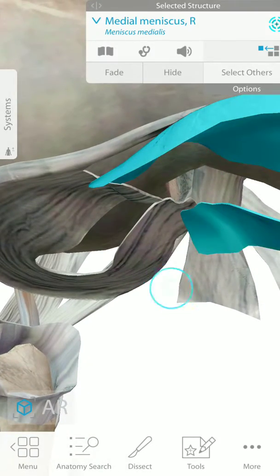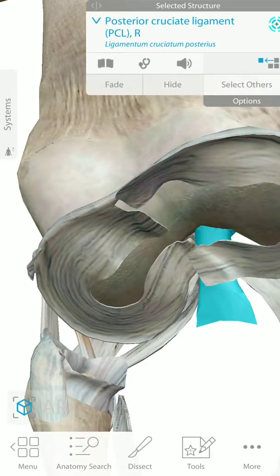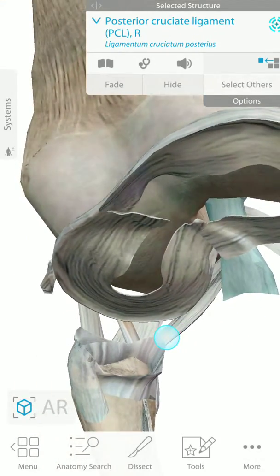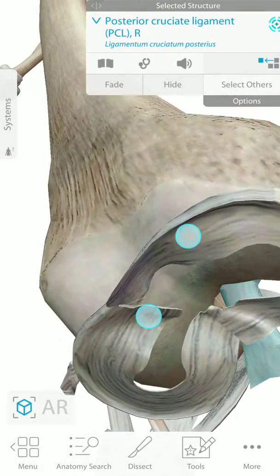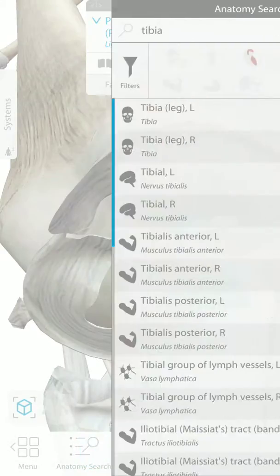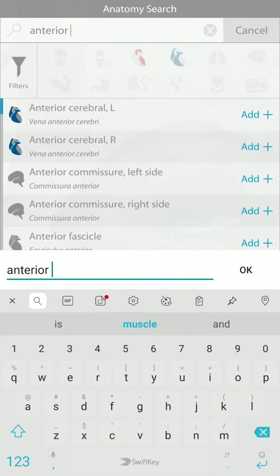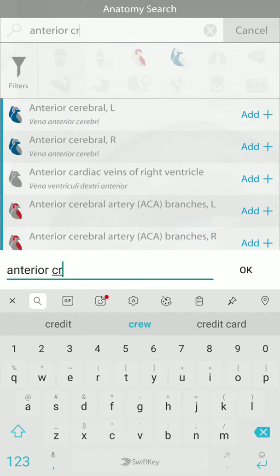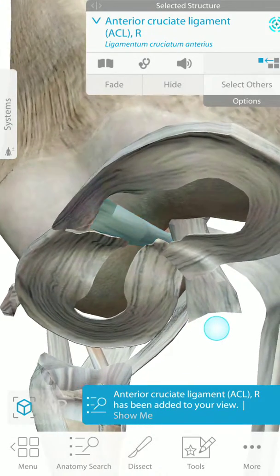The ACL is located right here. Sorry, that's a PCL. Where is the ACL? You know what? Let me just search for it. The anterior cruciate. Off to the right side. Oh, it's been taken away. That's why I couldn't find it.